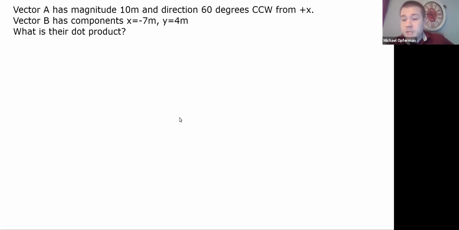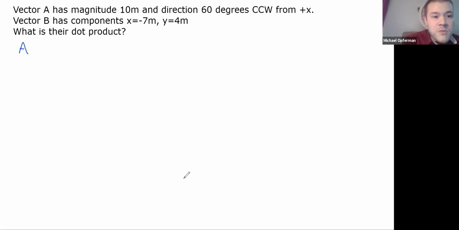Now, since one of them is in magnitude and direction form and one is in component form, there's not really an obvious choice in terms of which one of the two representations we want to use here. So let's try actually doing it both ways, and I'll just show you that you get the same answer either way. So let's start out by using the magnitude and direction representation.